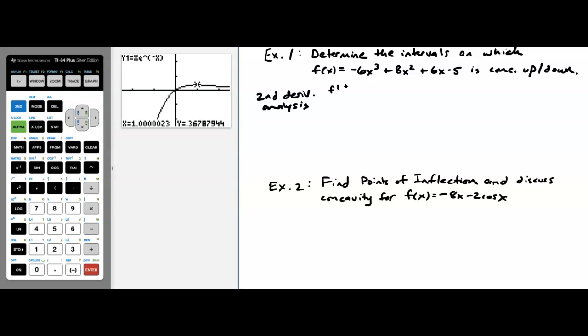So our first derivative would be negative 18x squared plus 16x plus 6. And our second derivative would be negative 36x plus 16, just using basic power rule. So our second derivative is never undefined. We knew it wasn't going to be because we were working with a polynomial to start with, but it is equal to 0 at some point.